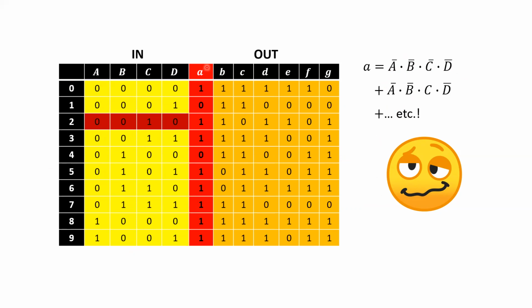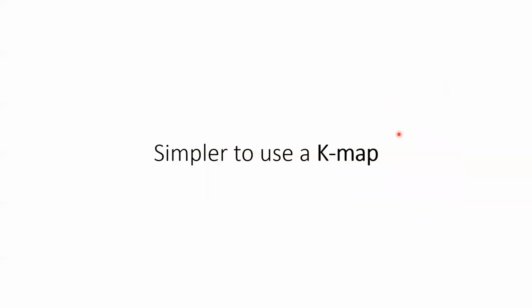It expressed in the most simple way, with all the terms simplified and so on. So rather than write everything out and then try and figure out manually how to rewrite the expression, we're going to use something called KMaps to help us here. So what is a KMap?